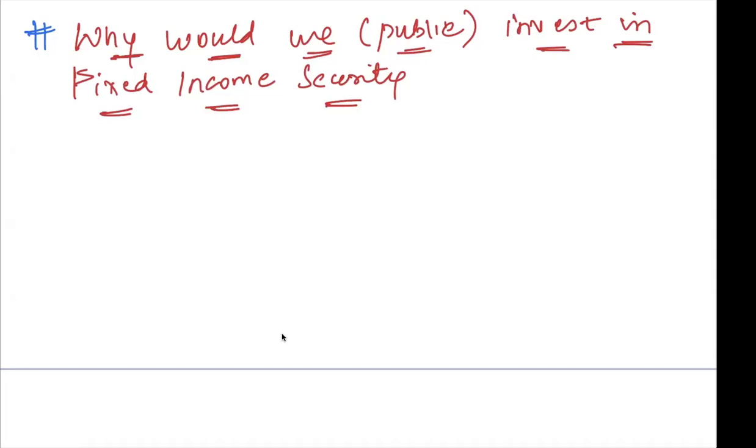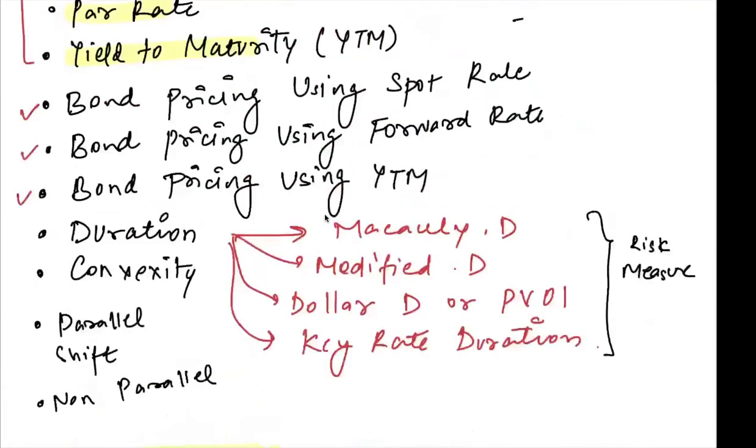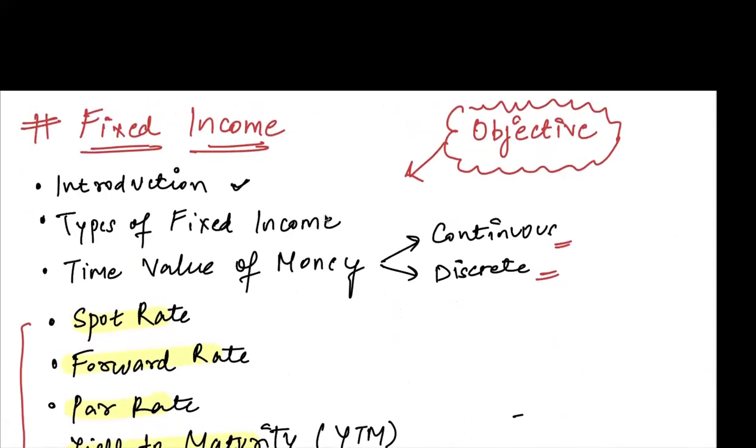Okay, so what happens is, give me 1 second. Let me adjust my pencil. So we discussed introductory types of fixed income.